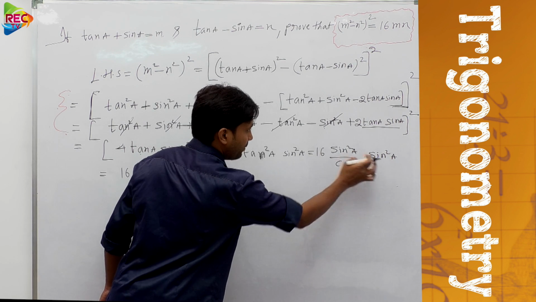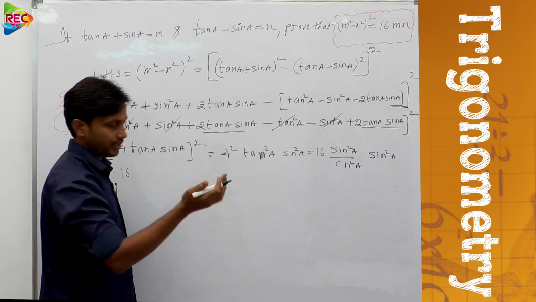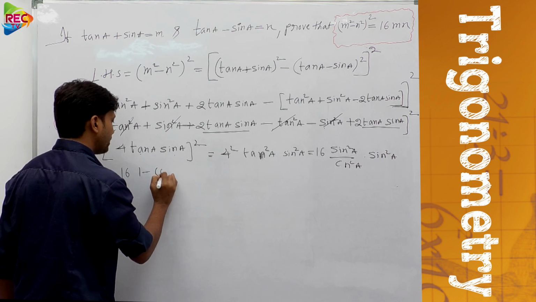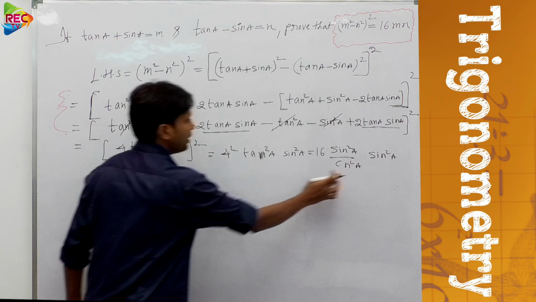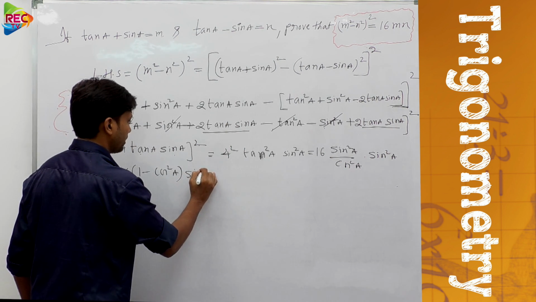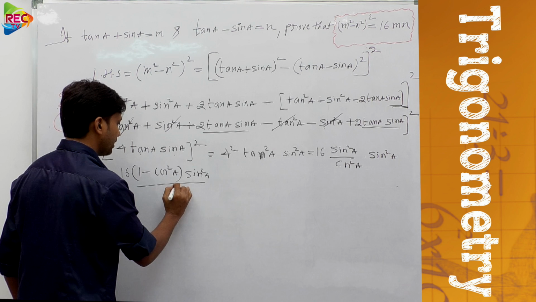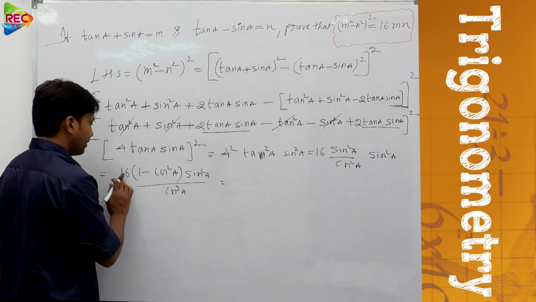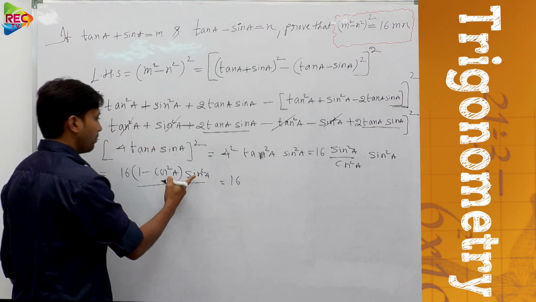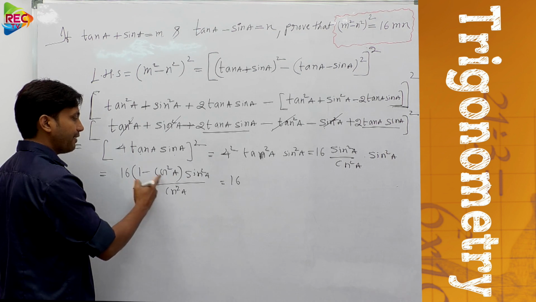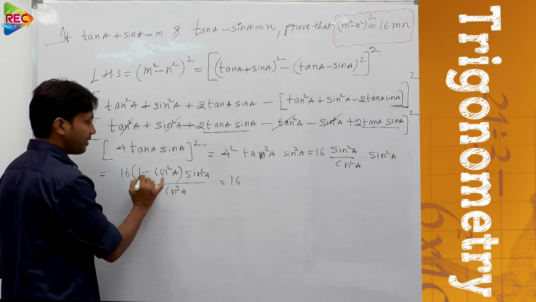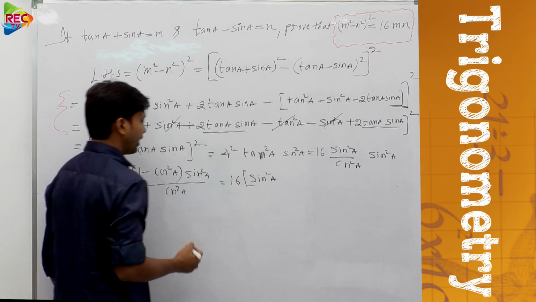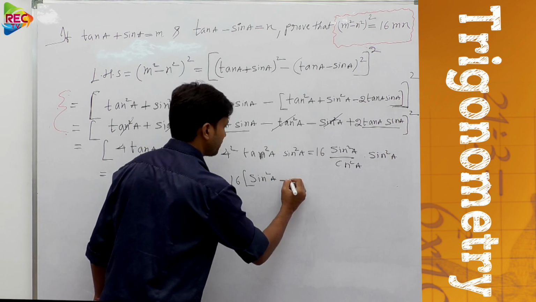16 into, here 2 sin square a's are there. Convert 1 sin square a into 1 minus cos square a. So this sin square a can be written as 1 minus cos square a into sin square a by cos square a. Now leave the 16 outside. Now multiply this sin square a with each and every term inside the bracket. So sin square a into 1 would be sin square a, minus sin square a into cos square a.